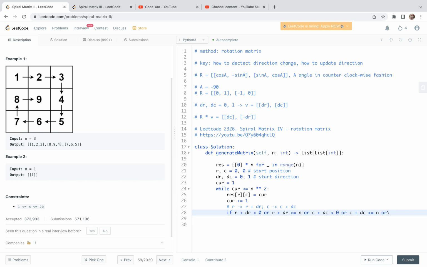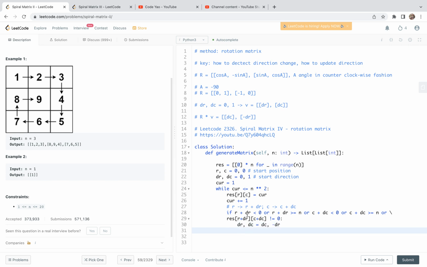Similarly for column, C plus dc is less than 0 or C plus dc is greater or equal than n. Or in the other case, the number is already set. So in other words, the result R plus dr, C plus dc is not 0. If this is the case, we are going to update the direction. So from the previous direction dr, dc, we can update it to dc, negative dr.